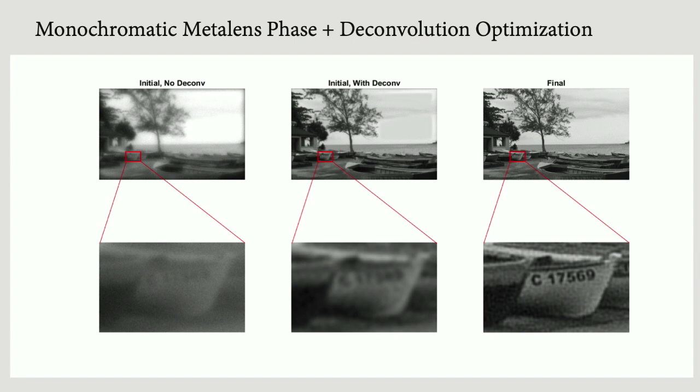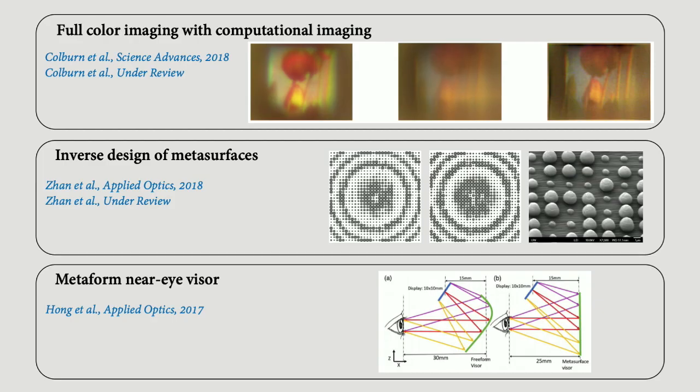But we still don't know how to design this metasurface, right? How are we going to design it if it's not a lens, let's say? And that brings me to the second part of the talk, the inverse design of metasurfaces. Let me explain what it means.